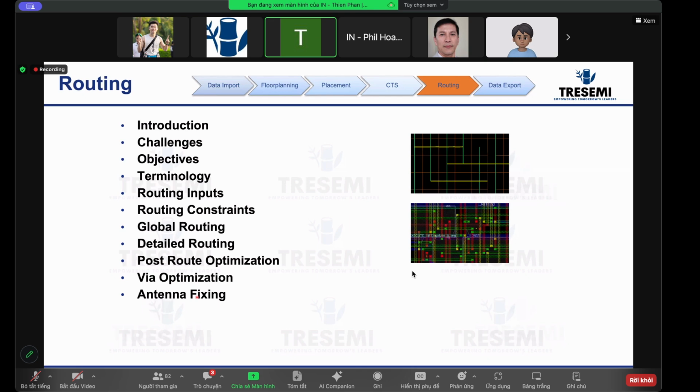So the question to you is, where does that violation come from then? We did an excellent job in the previous stages, right? Good floor plan, great CTS, even global routing is excellent. But then when it actually puts down the real wire, we do have timing violation, right?